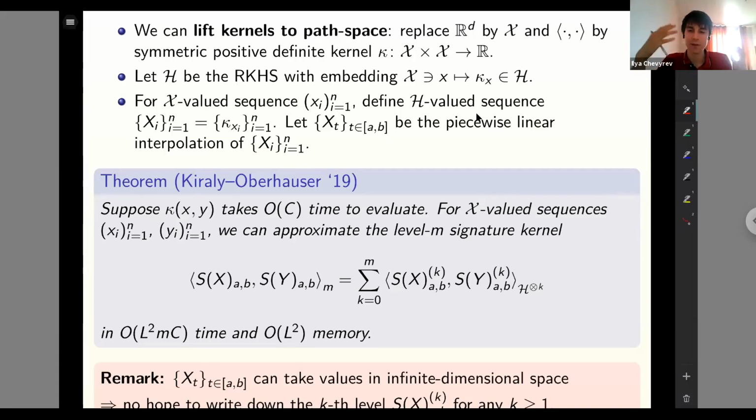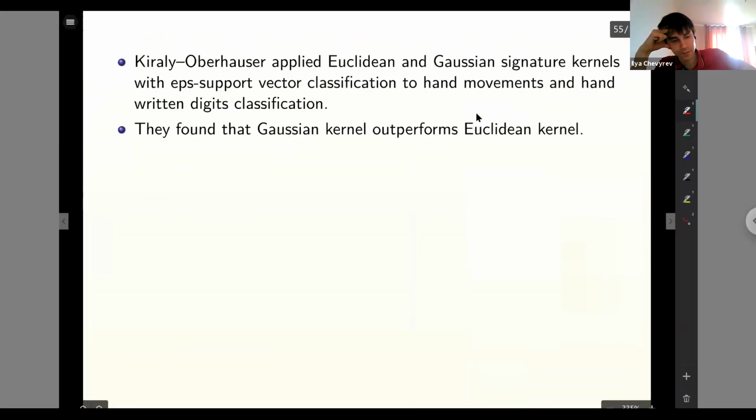So signatures in infinite dimensional spaces actually are computationally tractable and can be important for applications. Okay, so I'll now present very briefly what Karel and Oberhauser have found, and then I'll speak about my own work with Harold on this topic as well.